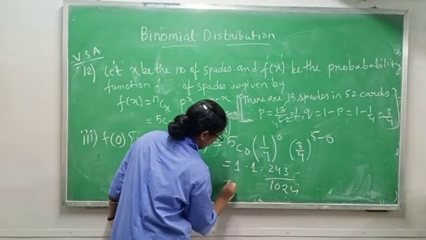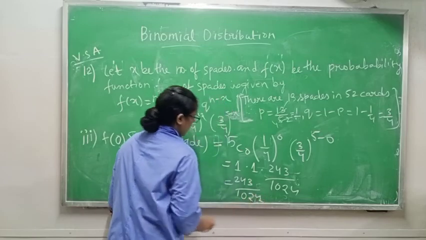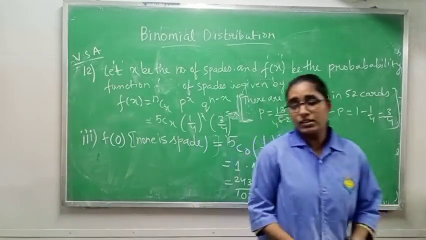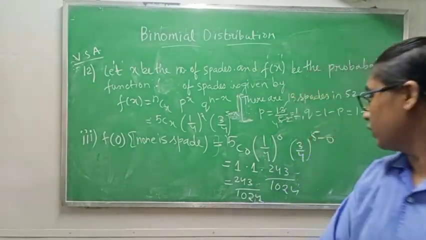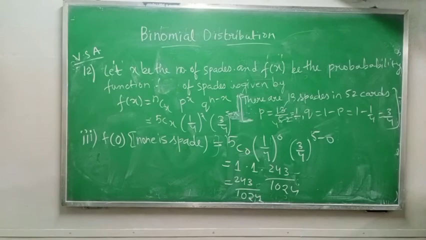It means you are getting 243 by 1024. If none of the drawn cards are spades, then the answer will be 243 by 1024. Okay, copy this one.